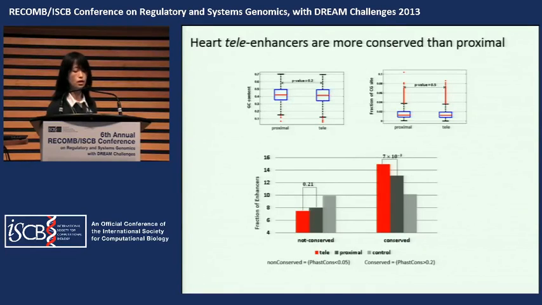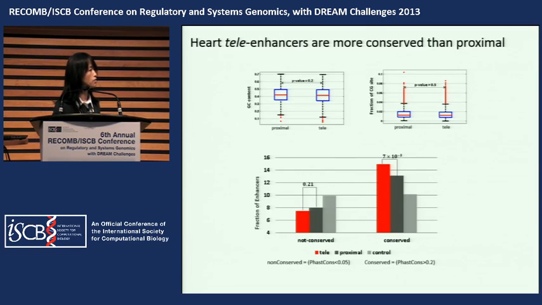We also looked into the evolution of the enhancer. Before we study the evolution, we first found that the tele-enhancer and the proximal enhancer show very similar GC content and very similar CpG site density. So these two figures help us eliminate some confounding factors which may have an impact on the evolution of the enhancer. So we looked at the evolutionary difference between the tele-enhancer and the proximal enhancer.